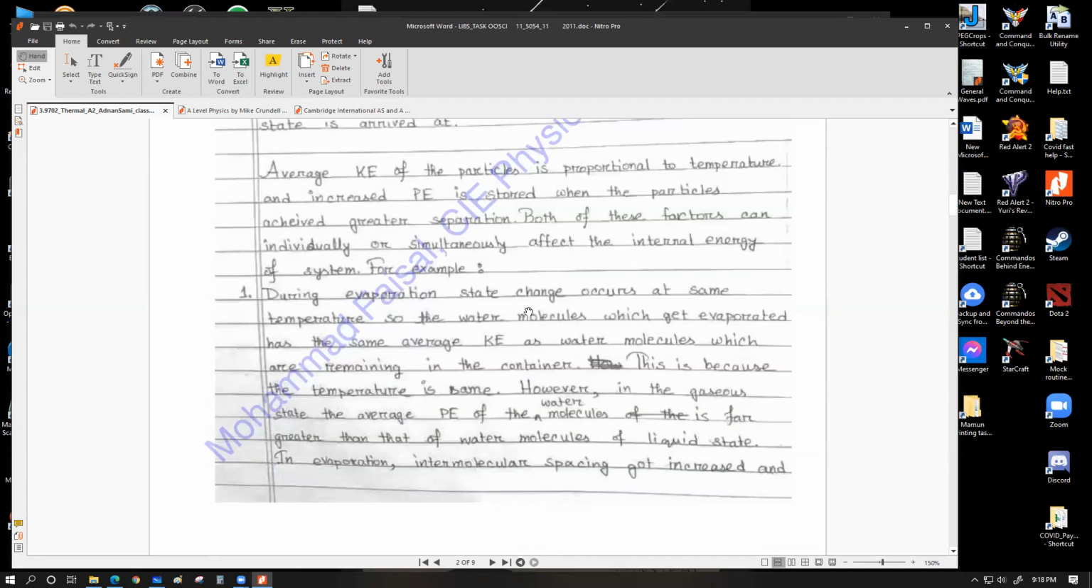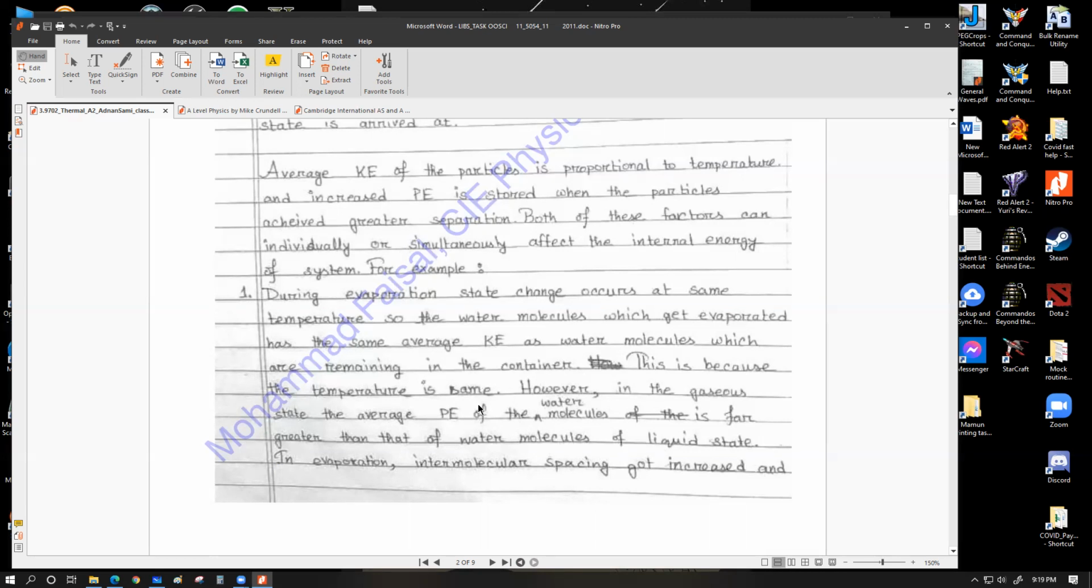For example, during evaporation, state change occurs at the same temperature. Evaporation. So let's say that atmosphere, room, everything has a fixed temperature, but you are continuously losing water molecules out of the surface of a water body. That's what we call evaporation. During evaporation, state change occurs at the same temperature. So the water molecules which get evaporated have the same average kinetic energy as water molecules which are remaining in the container. This is because the temperature is the same.